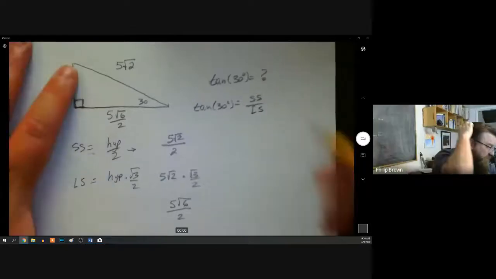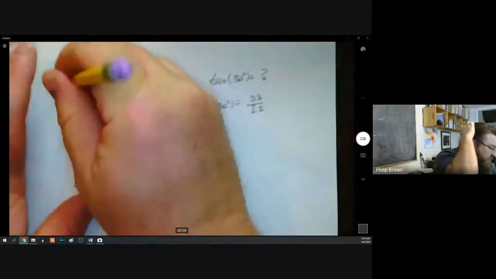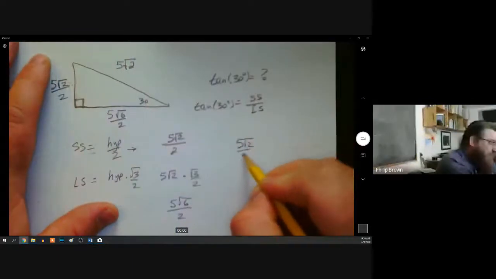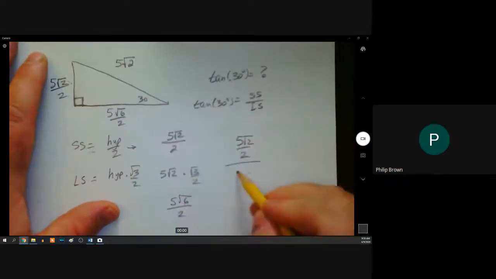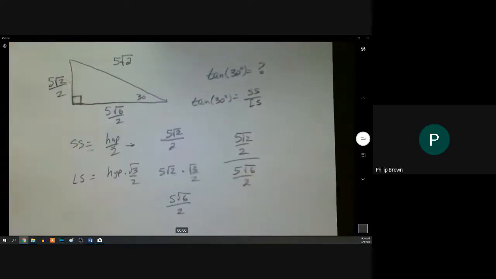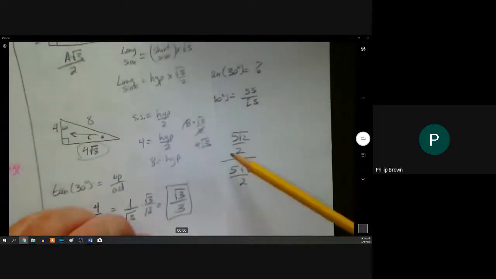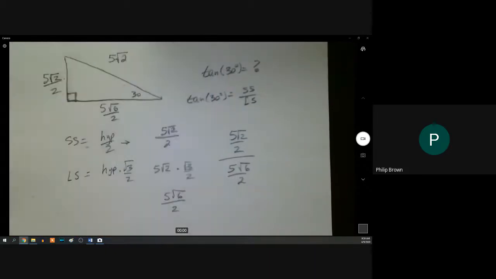So here's what we know. We know that the tangent of 30 degrees is opposite over adjacent. So that's going to be 5 times the square root of 2 divided by 2, divided by 5 times the square root of 6 divided by 2. Now, no matter what, this is going to reduce to this. Dang, it doesn't look like it's possible. But we can do this.